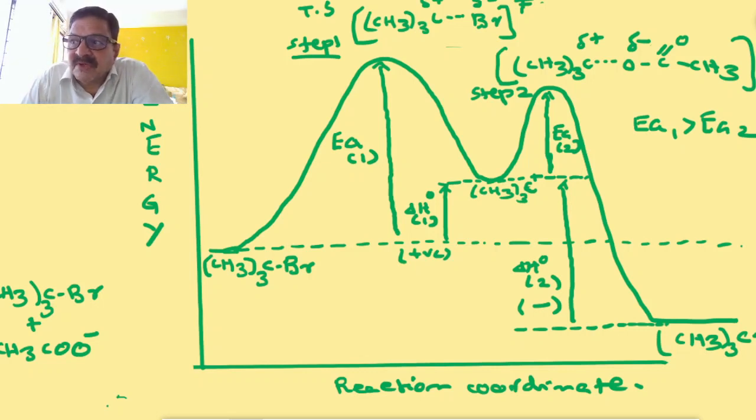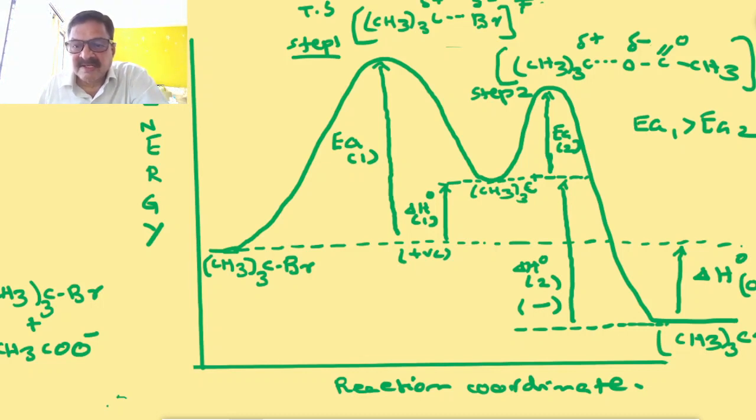Correct. Now step 2 is negative because only bond making is involved here. Bond making occurs and energy is released. Therefore, the overall reaction is assumed to be an exothermic reaction. So this is the delta H overall, the total enthalpy change or heat of reaction. Correct. So the overall delta H is the difference between the energy of the reactants, the starting material alkyl halide, and the product. The final product is at a lower energy than the starting material. The overall delta H is negative.